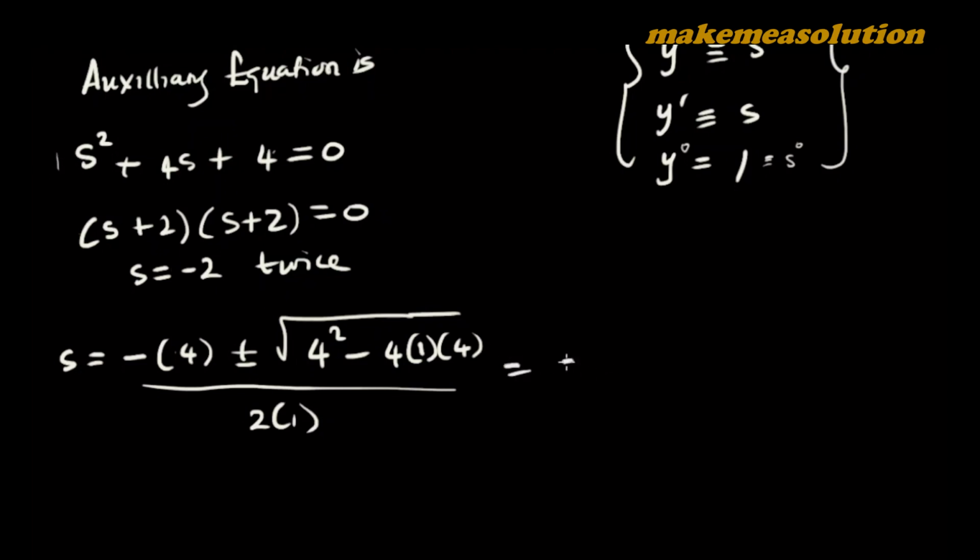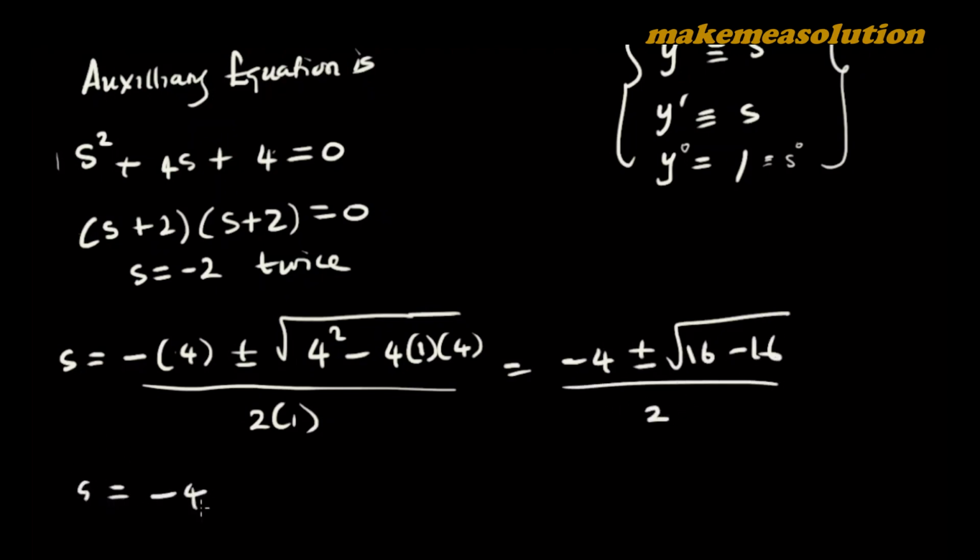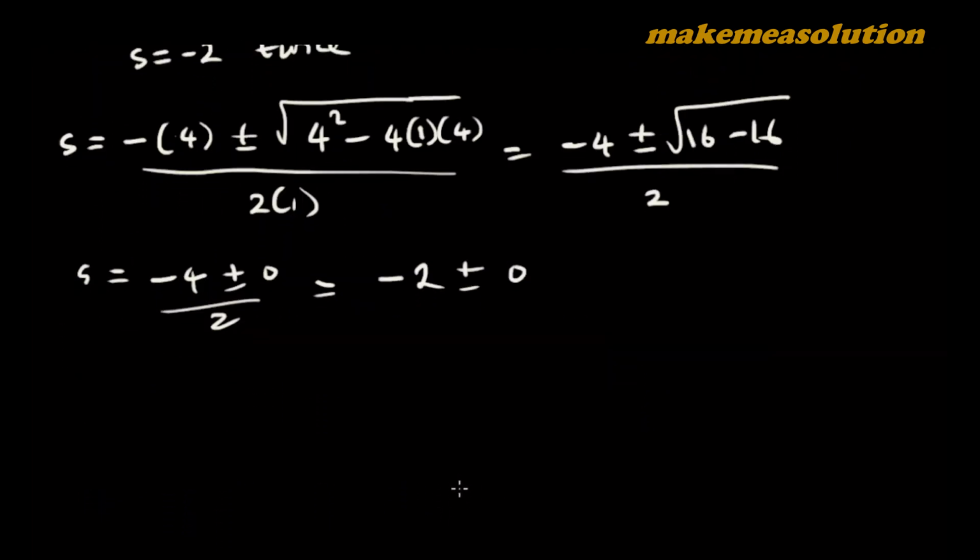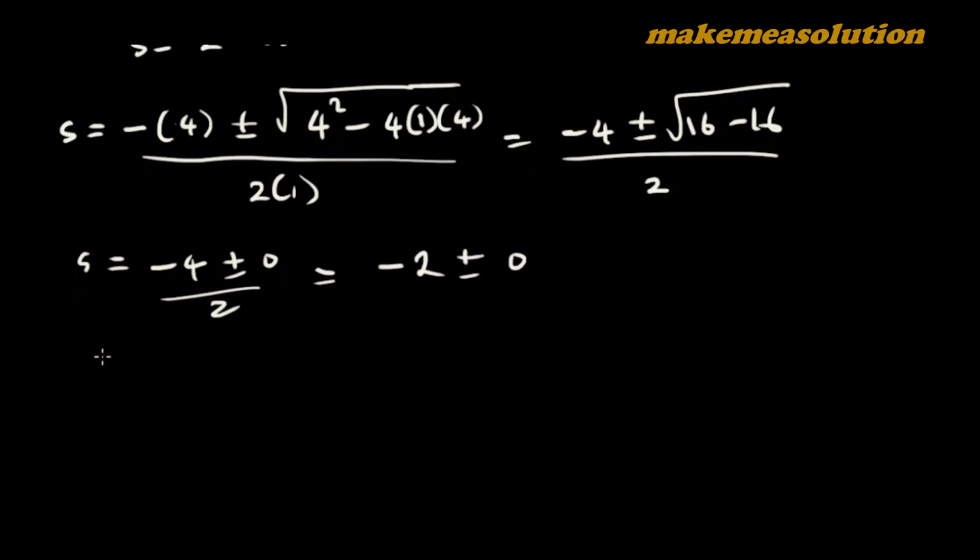So when you solve, you have minus 4 plus or minus the square root of 16 minus 16, over 2. This is going to give me minus 4 plus or minus 0 over 2, which gives me minus 2 plus or minus 0. So s is equal to minus 2, or s is equal to minus 2, because minus 2 plus 0 is minus 2, and minus 2 minus 0 is minus 2. So s is equal to minus 2 twice. Is that okay?